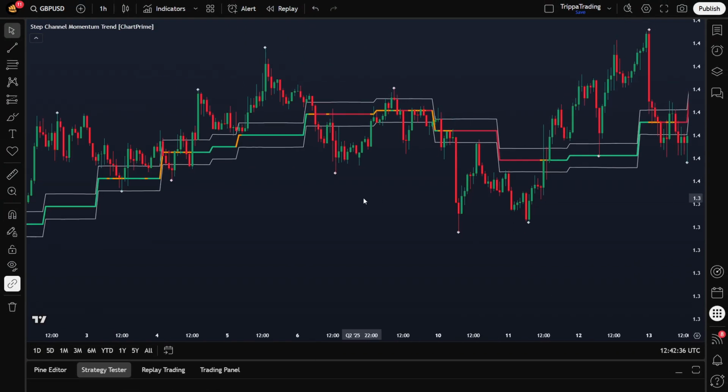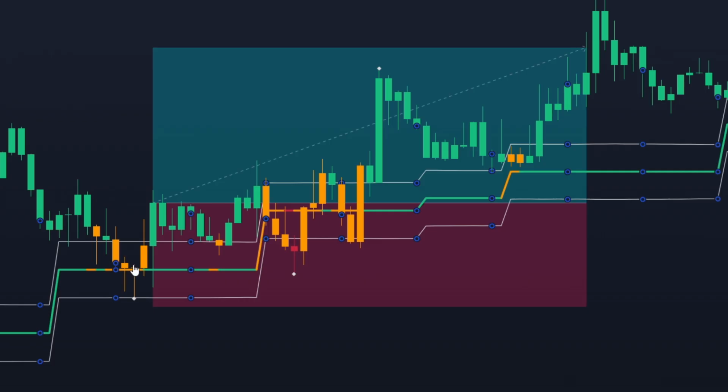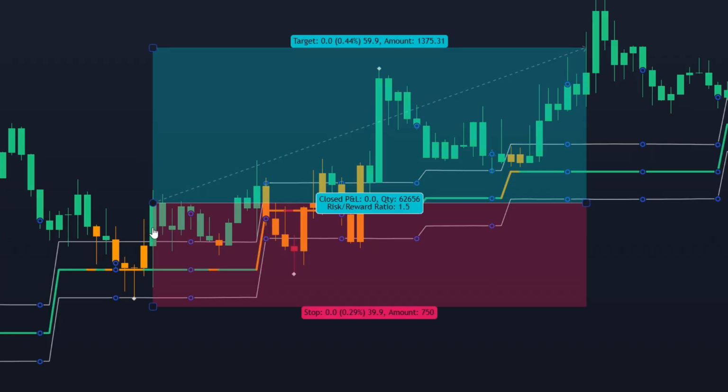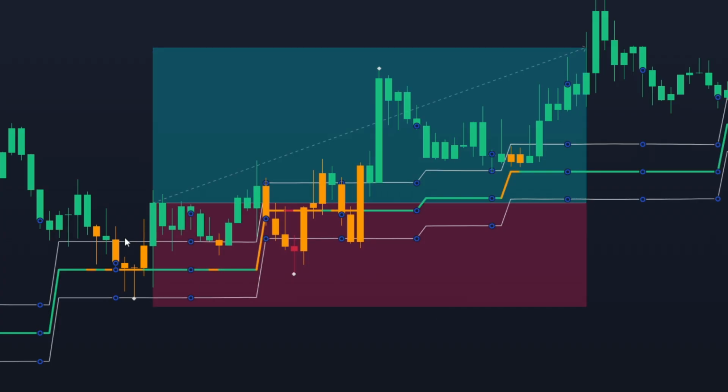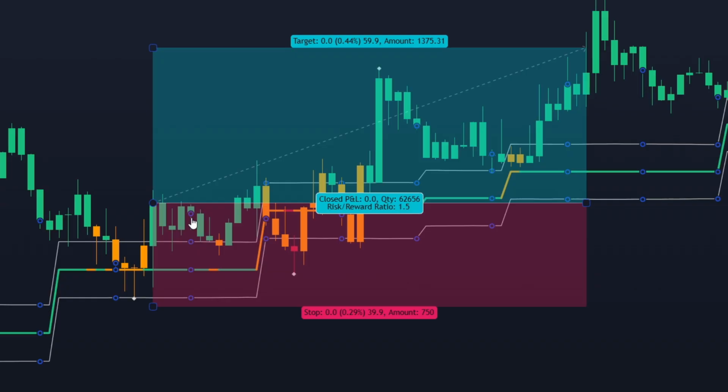So how do we trade with this? The most straightforward way is to use the color shifts to identify market phases. If the candles have been orange and you suddenly see a green candle break above the upper band, that's your early signal of a potential bullish move.